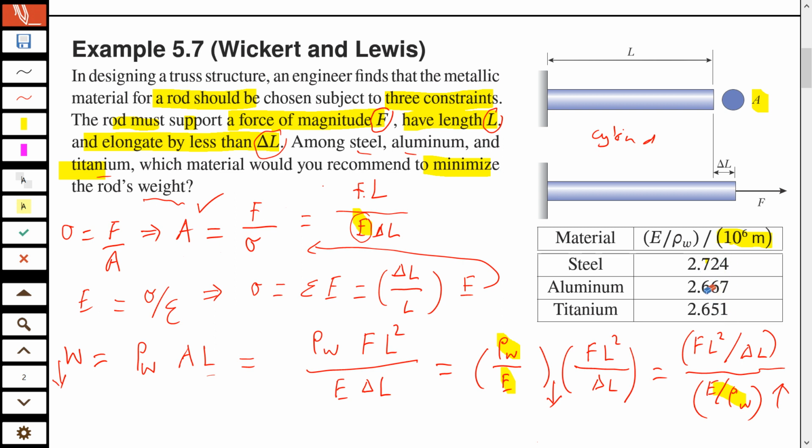Can you now tell me which material will give me the smallest possible weight? 2.724. So the material name is steel, yeah? So now you can guess why steel is used in most of these applications. Because this is real data. I have not cooked it up. So let's move on to the next.